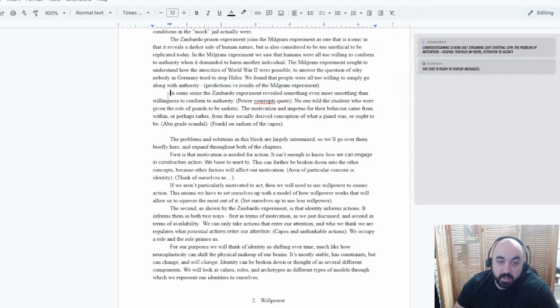But continuing on, in some sense, the Zimbardo experiment revealed something even more unsettling than willingness to conform to authority. We want to have some sort of quote about power corrupting, this type of thing. No one told the students who were given the role of the guards to be sadistic, except for, here's the problem, since I've written this, I've discovered that this is not quite true. The motivation and impetus for their behavior come from within, or rather, from their socially derived conception of what a guard was, or ought to be.